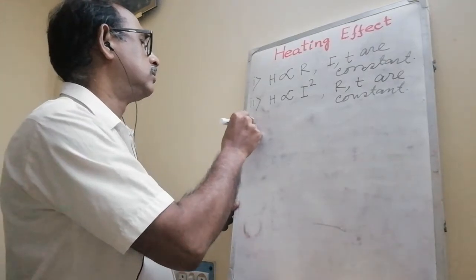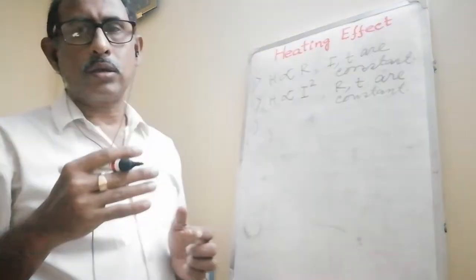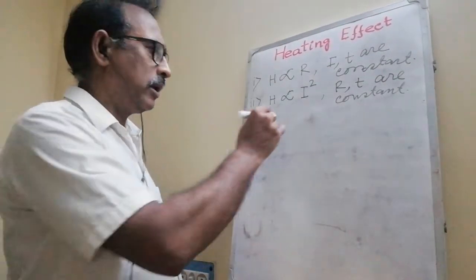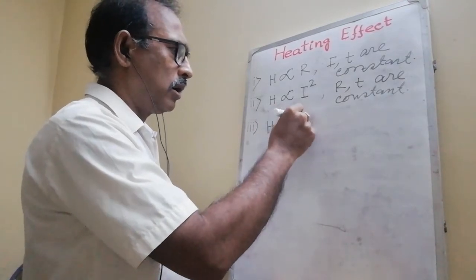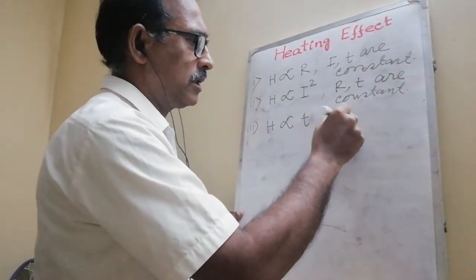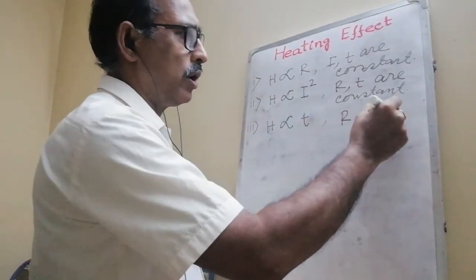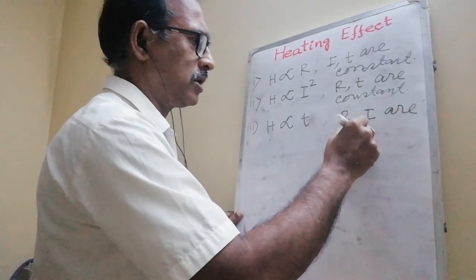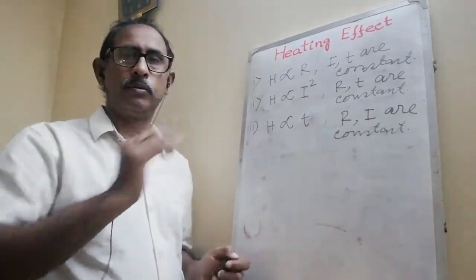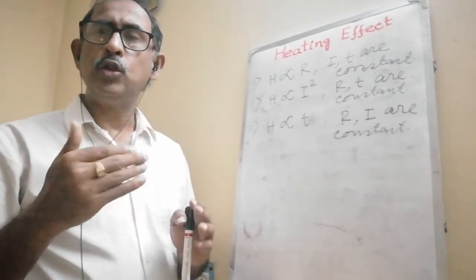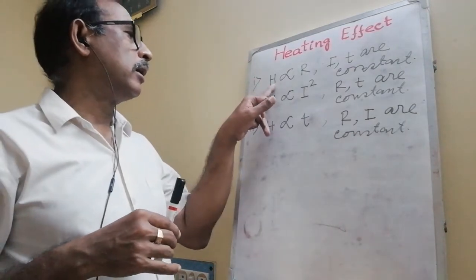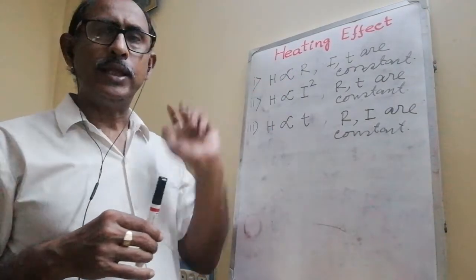Now the third law. The third law states that the produced heat H is directly proportional to the time of current flow, where resistance and current electricity through the conductor are constant. These are the three laws of Joule's heating effect.